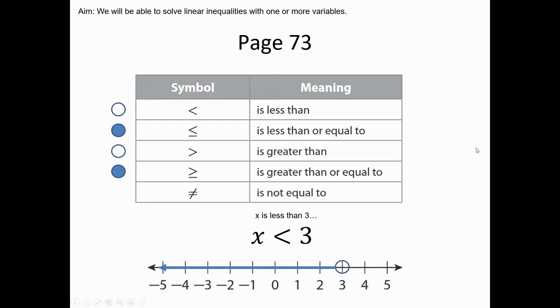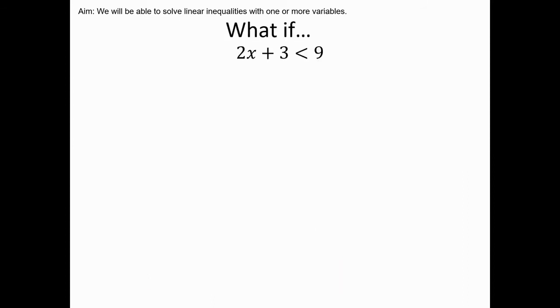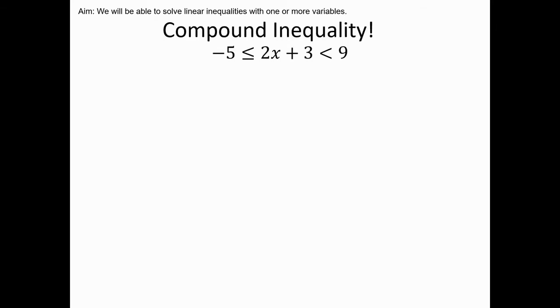Now, let's talk about what the actual topic is today. What if we had an inequality, 2x plus 3 is less than 9, but what if we wanted to take this one step further? What if we added another inequality and we made it compound? Notice this has two inequalities now, and our x is directly in the middle. It's not as crazy as it seems, but this is called a compound inequality, where instead of having one restriction, it has two. So let me show you how you would solve this and graph this.